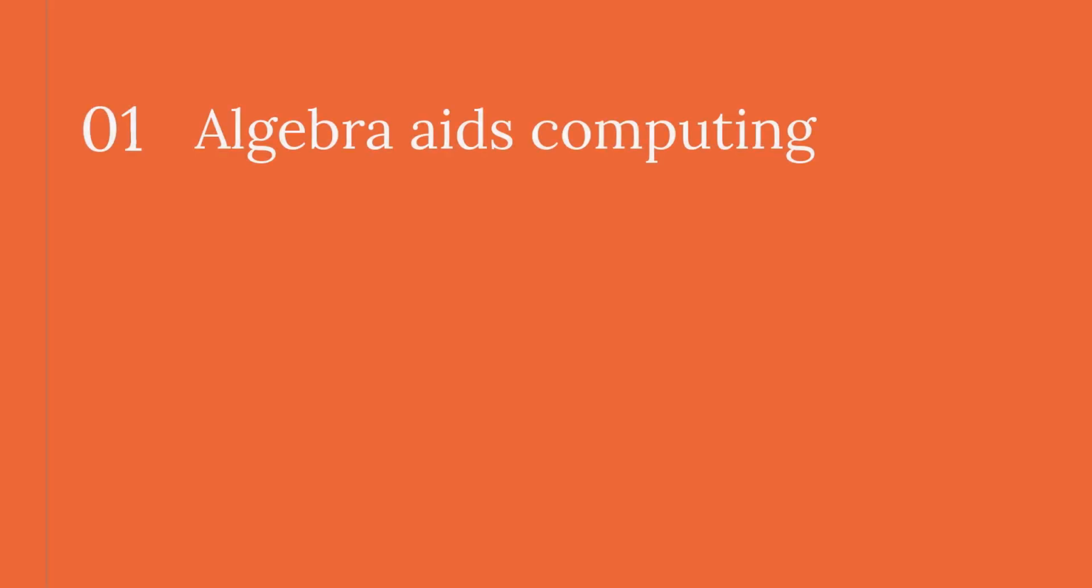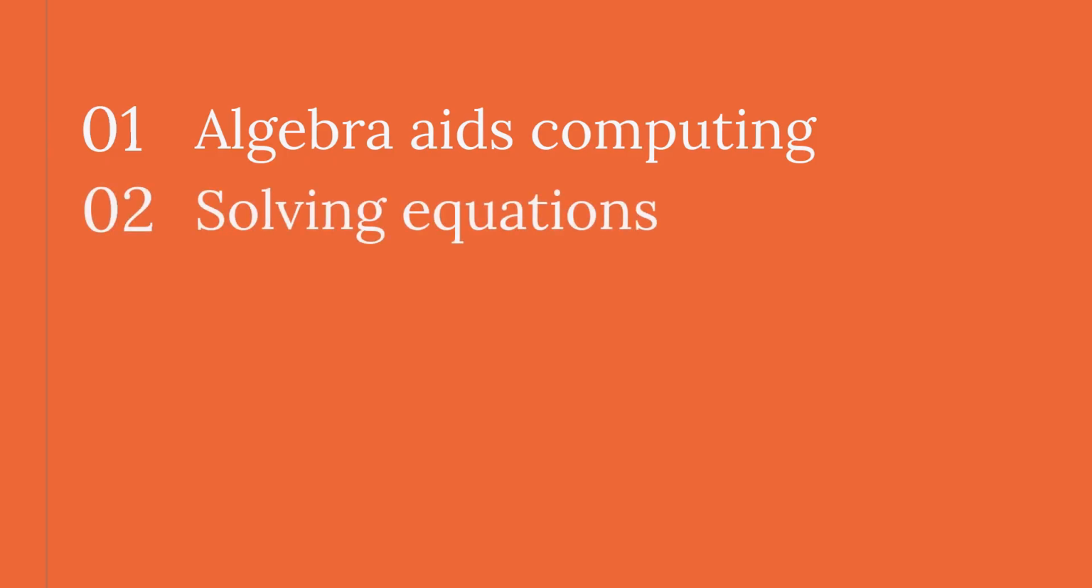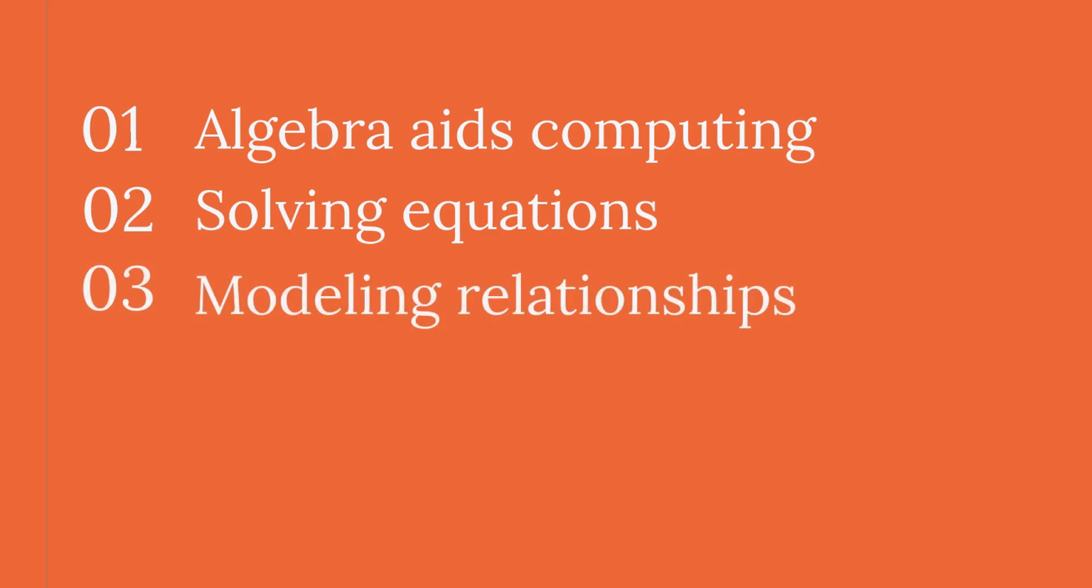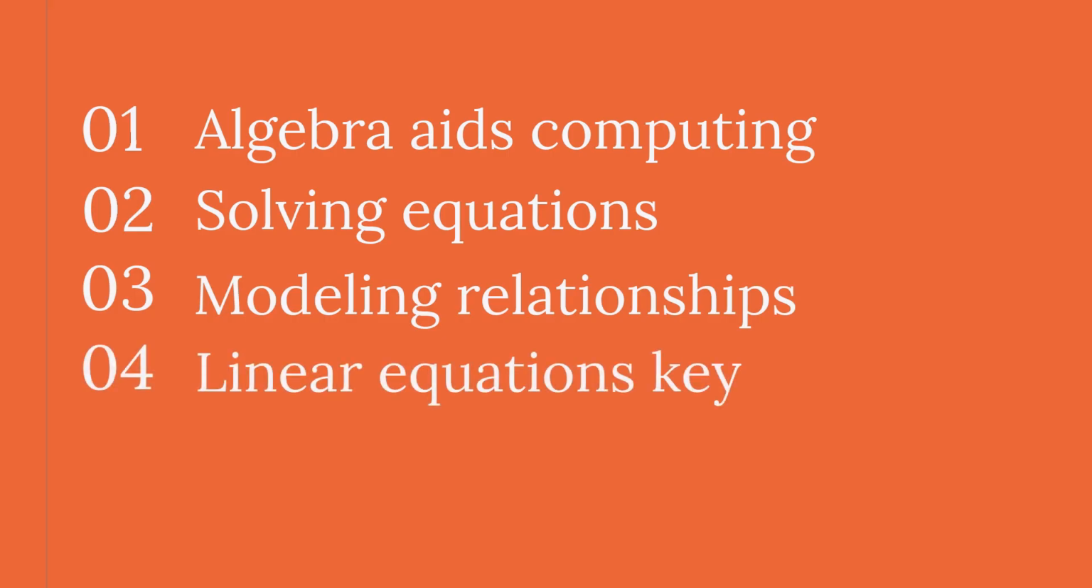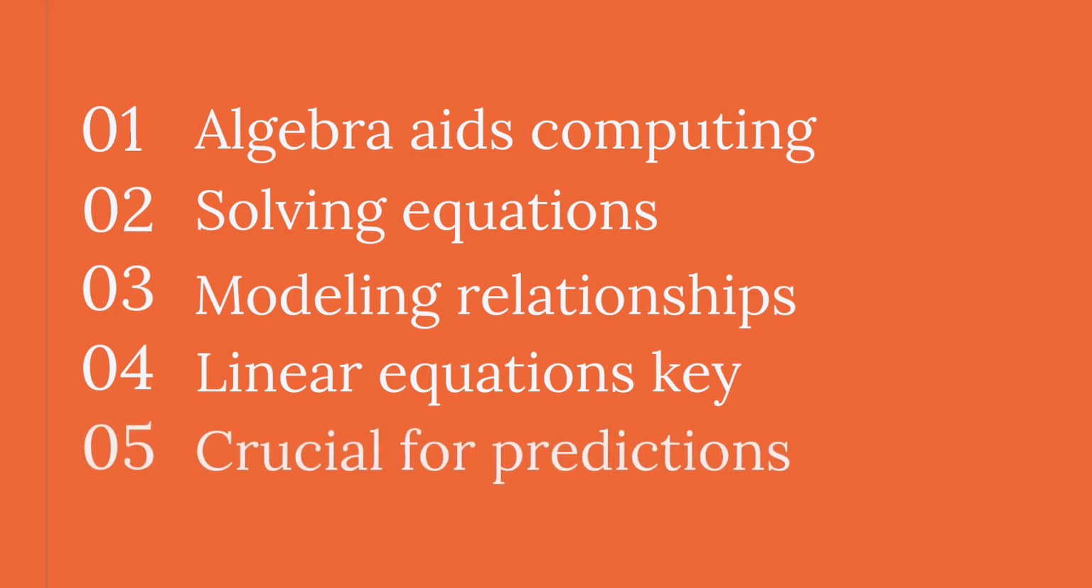Algebra in computing helps formulate and solve equations. It models relationships and performs operations using variables. A key formula is the linear equation, used in machine learning. For example, it's applied in linear regression for predicting outcomes. Understanding algebra is crucial for data modeling and prediction algorithms.